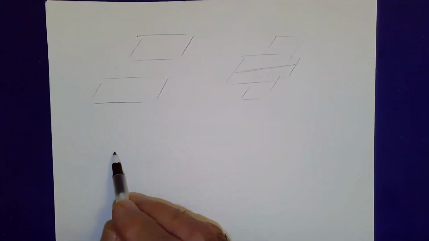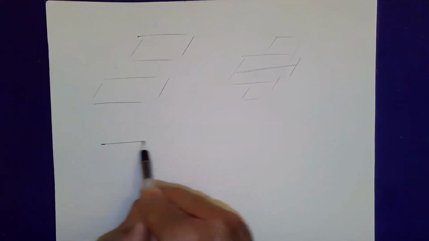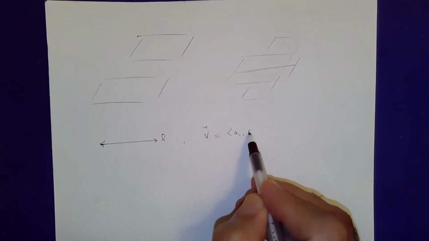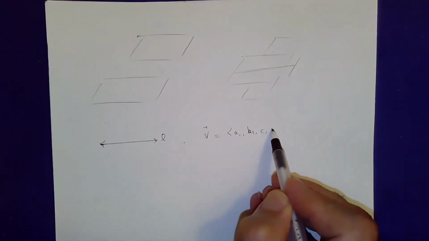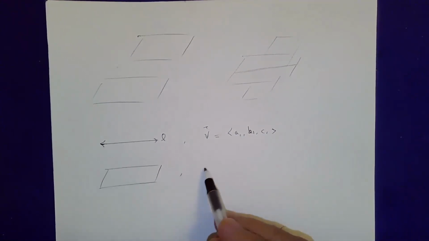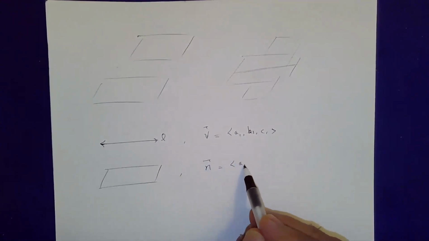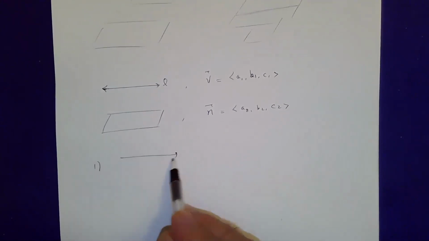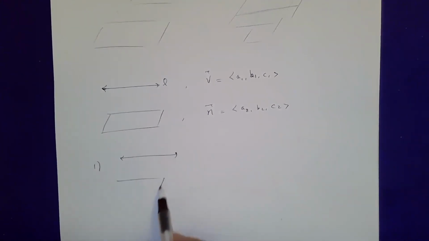Check this out. Suppose you have a line, L, and the direction of the line is A1, B1, C1. And imagine you have a plane and the normal vector is A2, B2, C2. Here's the question. How would I know, case one, if a line is parallel to a plane? How would I know that? What should I check and see?